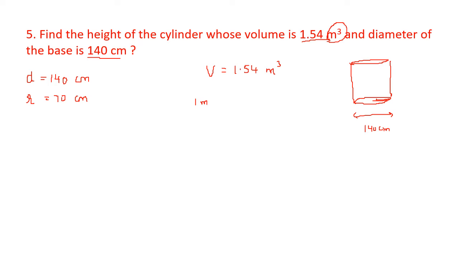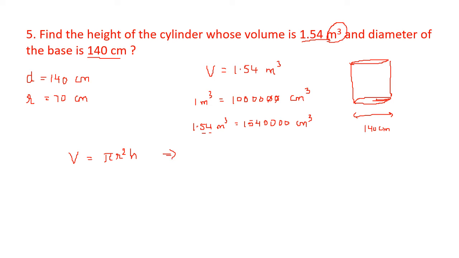Now we know 1 meter cube is 10 lakh centimeter cube. In the previous video, I explained to you how we get this. So 1.5 meter cube will be, with 2 decimals, so I cut off 2 zeros here, and I get 1540000 centimeter cube. Now directly by using the formula, volume of cylinder equals pi r square h.